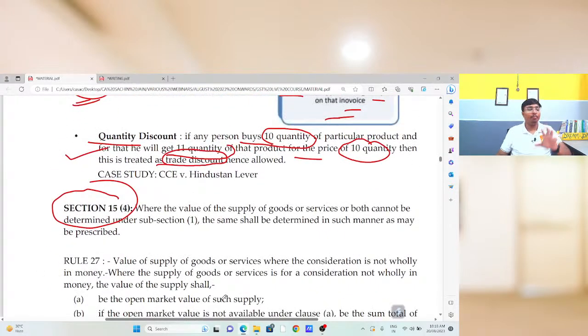So just confirm to me once that the basic provisions of section number 15 subsection 1, 2 and 3 are okay for you, so that we can start our discussion on various valuation rules. I just want a reply from each and everyone, not from just one or two participants. I want a reply from each and every participant.